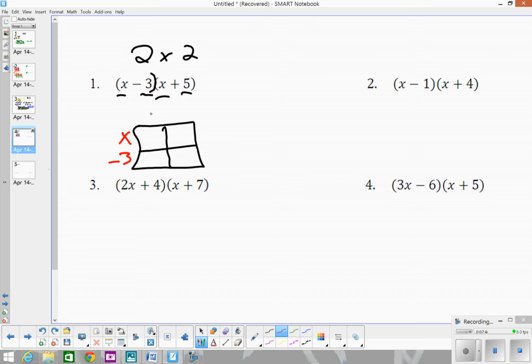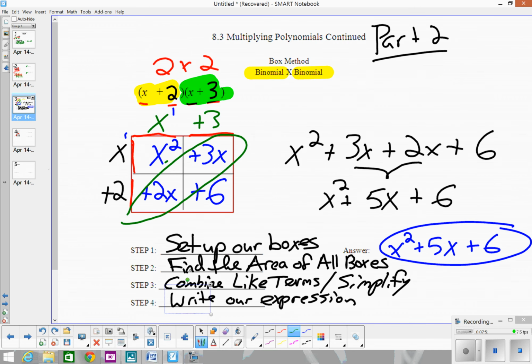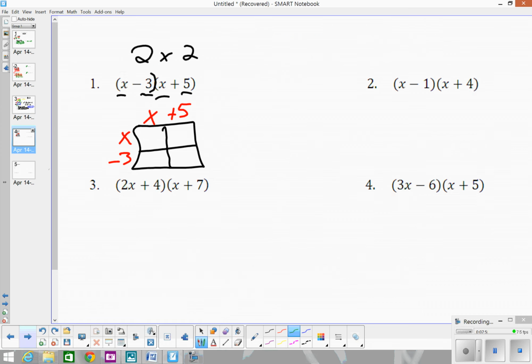Okay, this is going to be x plus 5. So all I did was break it up. So this is my first set of parentheses. This is my second set of parentheses. Okay, next step. Find area of all boxes. So let's find the area of all the boxes. So this first box right here, x times x is x squared.